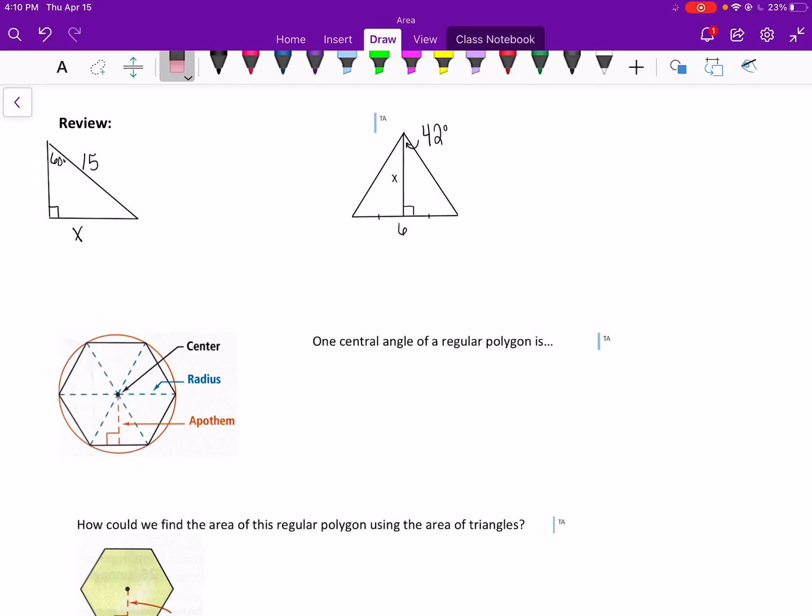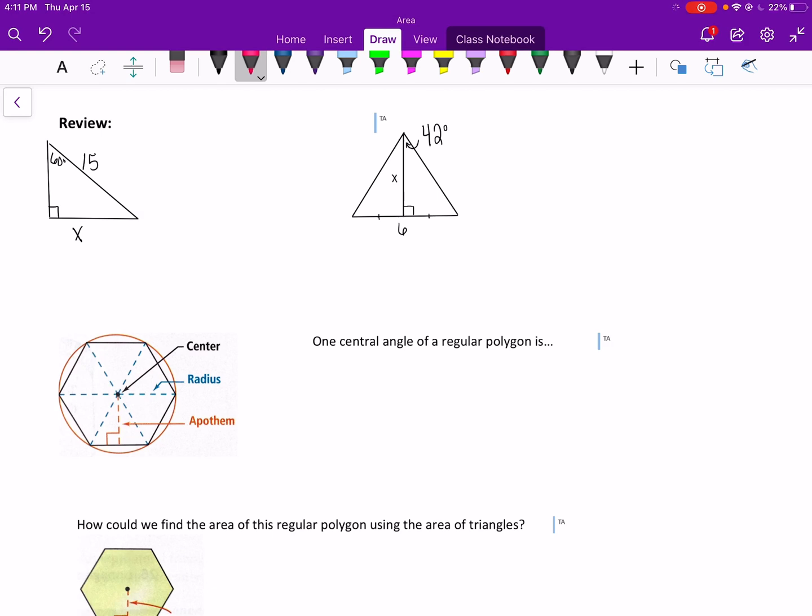Today we are finding the area of regular polygons. So I'm just going to start off with some review. We are going to review how to find missing side lengths of a triangle. On this first one, we have a 30, 60, 90 triangle, so you could use the formulas for that. Or I think most of you are more comfortable with the SOHCAHTOA.